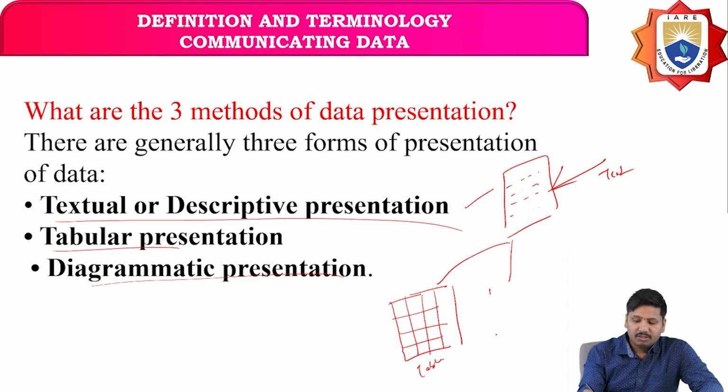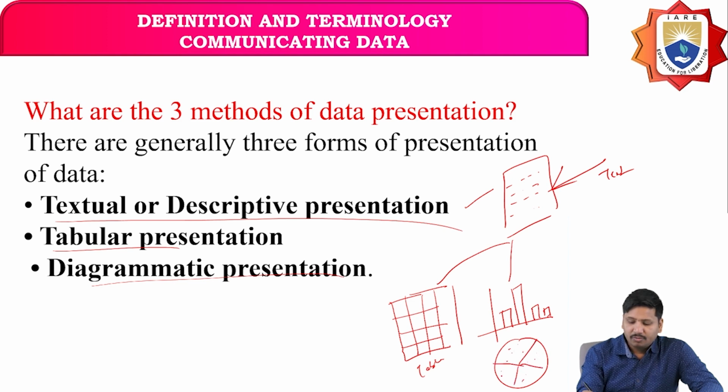And another form is the diagrammatic representation. In diagrammatic representation, we can represent the text in the form of graphs, or bar graph, and then pie chart like this, and histogram like this. It is a more effective way of creating a diagrammatic representation for presenting the data.